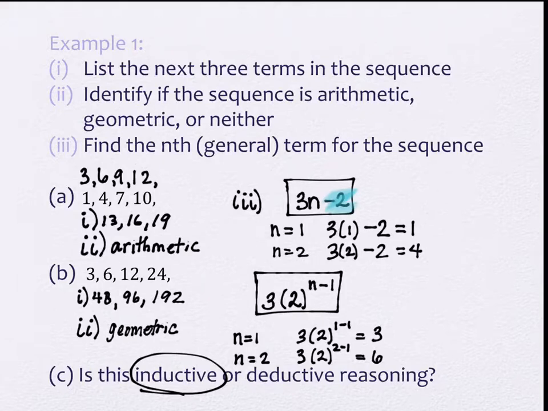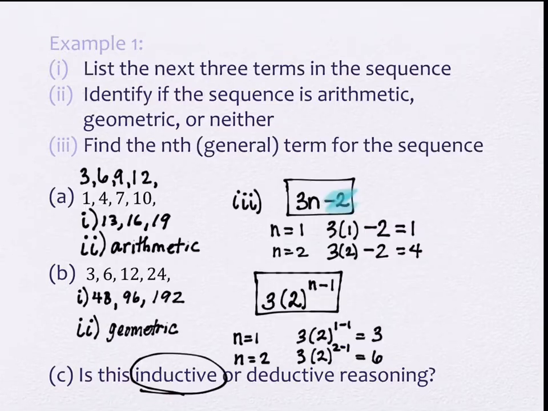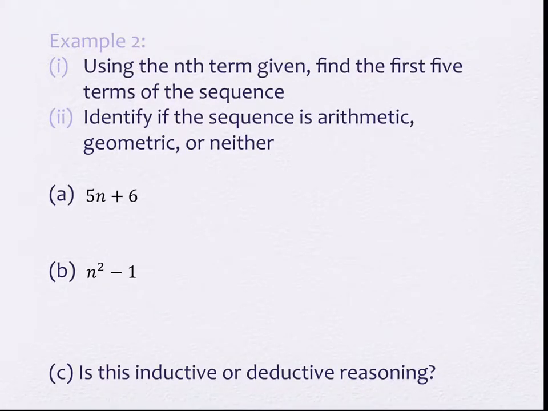So let's take a look at another one. There are 2 parts to this one instead of 3. Here they give us the nth term, right? The last time we created them. Here it's given to us. They want us to find the first 5 terms and then identify if it's arithmetic or geometric. So when I find the 5 terms, it's kind of like what I was doing over here when I was checking to see if my nth term was right. I'm plugging in n equal to 1, n equal to 2, all the way up to n equal to 5.